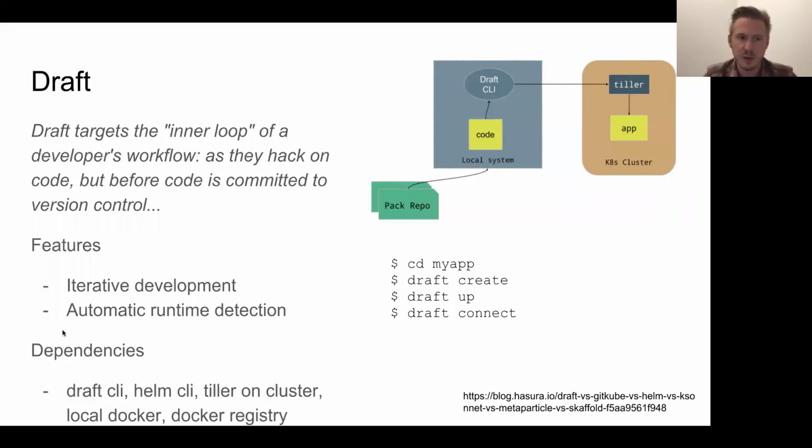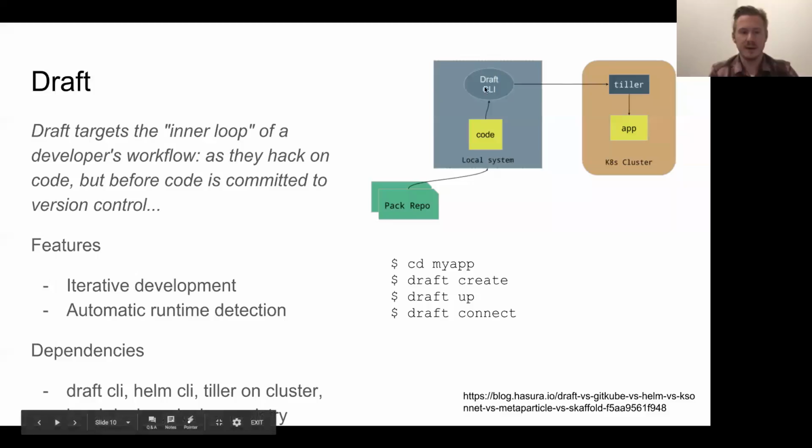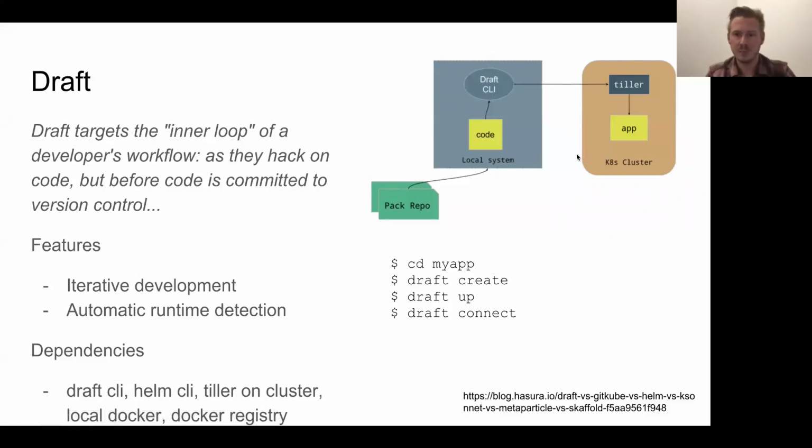So yeah, this is the only project I've seen so far that tries to automatically determine what runtime you have. It does require Helm to be installed in the cluster, which then means that you need to have Tiller deployed in order for this to work.